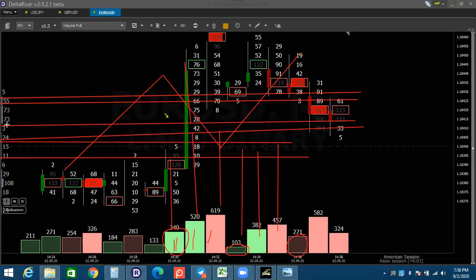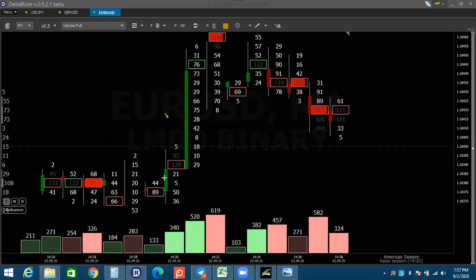showing some concepts like the point of control of the whole market. Where is the point of control of the market? If the volume is so high, look here. In this candle, the volume is so high.